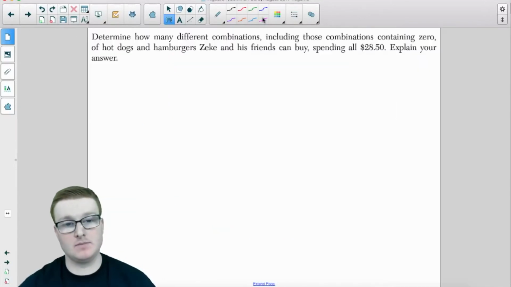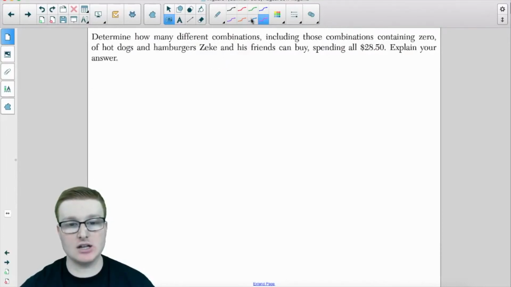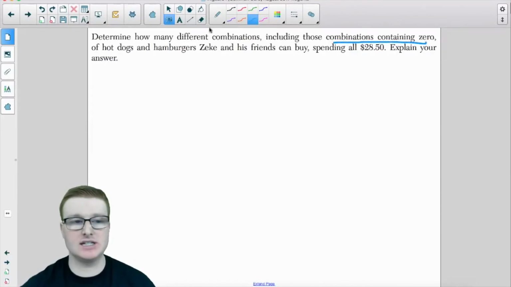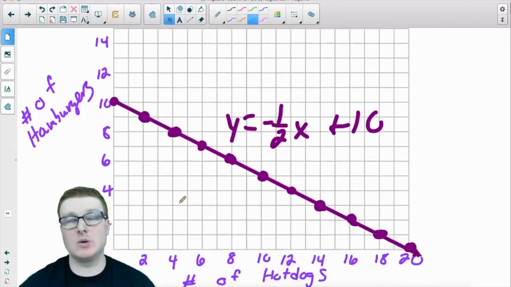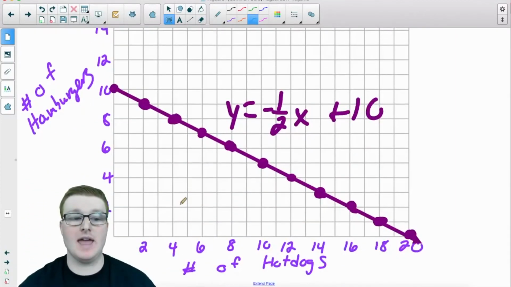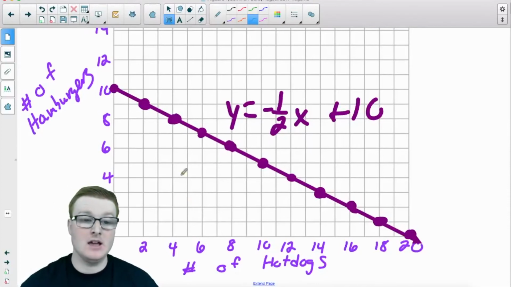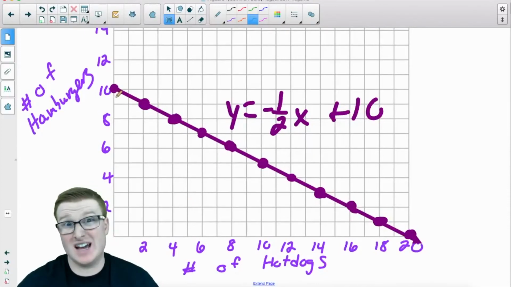For the third part of this, it says determine how many different combinations, including those combinations containing 0, of hot dogs and hamburgers Zeke and his friends could buy, spending all $28.50. Explain your answer. So the key words here are combinations containing 0. Meaning that everyone could buy a hot dog and no one could buy a hamburger, or everyone could buy a hamburger and no one buy a hot dog. How many combinations are there? Well, you just count the dots, people.